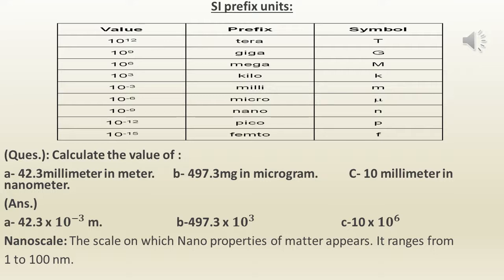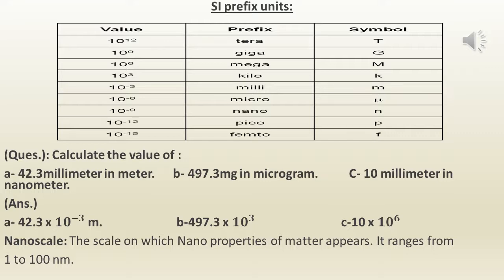Micro 10 to the power negative 6. Milli 10 to the power negative 3. Kilo 10 to the power 3. Mega 10 to the power 6. Giga 10 to the power 9. Tera 10 to the power 12. And pico 10 to the power negative 12.